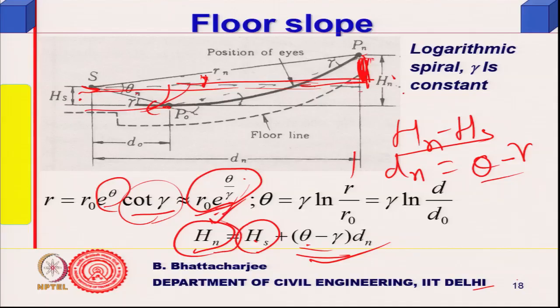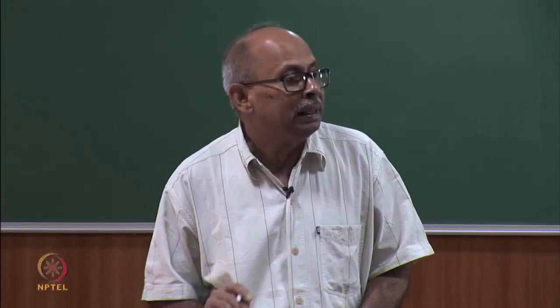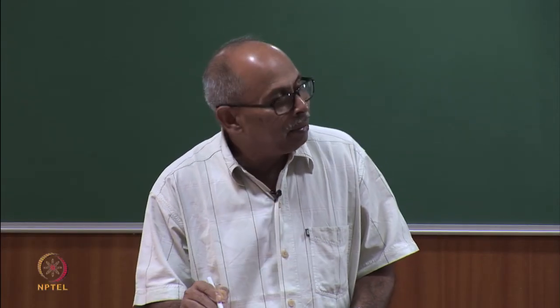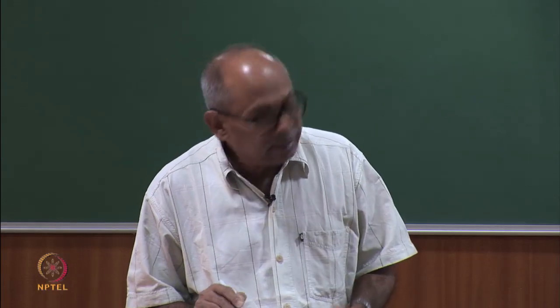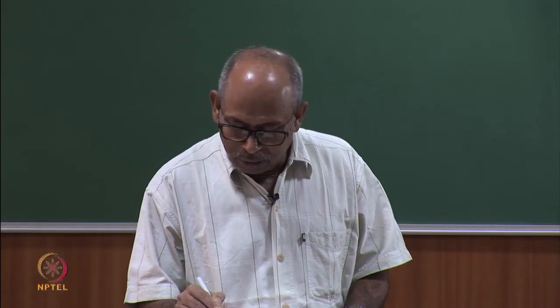So, essentially the head height of the nth row is given by this formula, where hs is the height of the source from the normal head level, without requiring elevation. So, the height of the source over and above normal head level is given as hs. hn is the head level or elevation; actually hn minus hs is the elevation of this row.